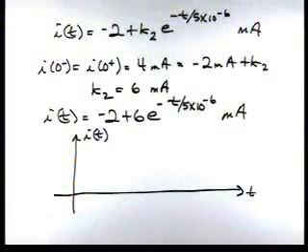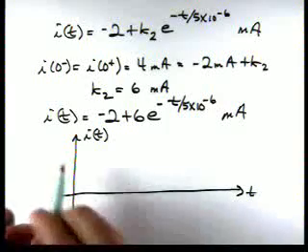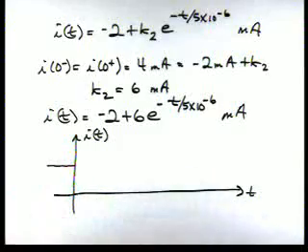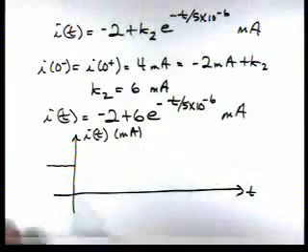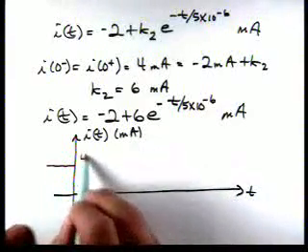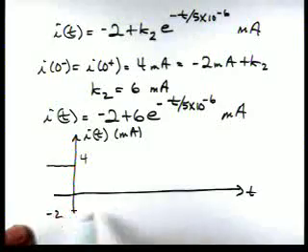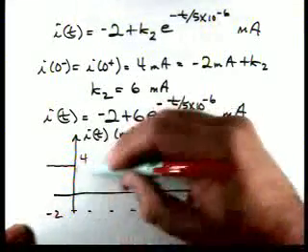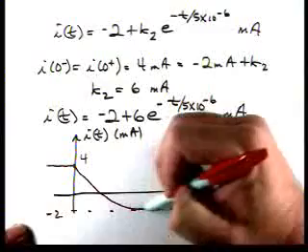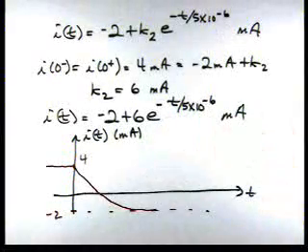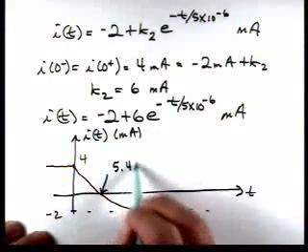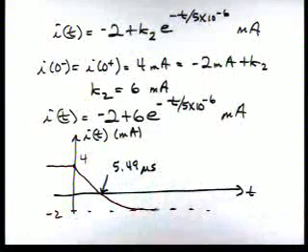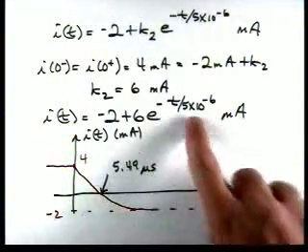So if we look at our current, and this is in current, we're going to scale it in milliamps. It starts off at 4. Final value is going to be minus 2. So it's going to do something like this. And it turns out that where it crosses 0, the time is 5.49 microseconds. And you can solve for that by setting that equal to 0.